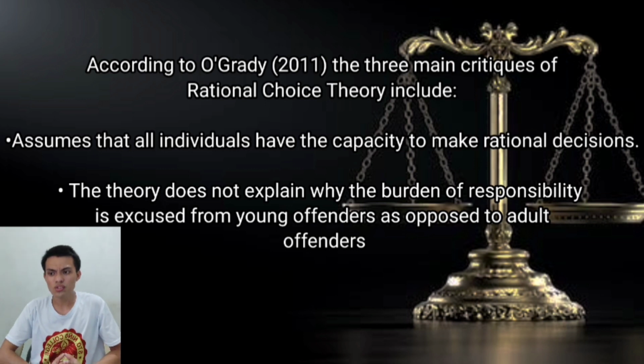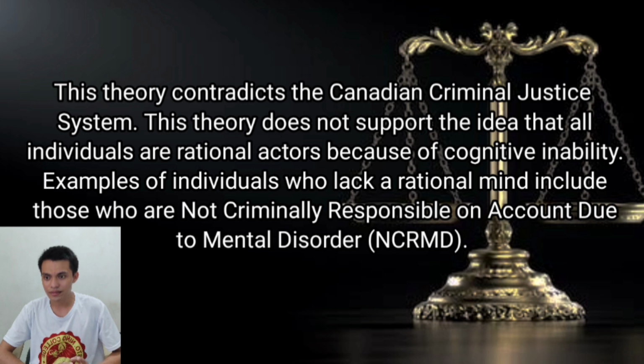According to O'Gary, 2001, there are three main critics of rational choice theory. It assumes that all individuals have the capacity to make rational decisions. The theory does not explain why responsibility is excused for young offenders as opposed to adult offenders. This theory contradicts the Canadian criminal justice system.